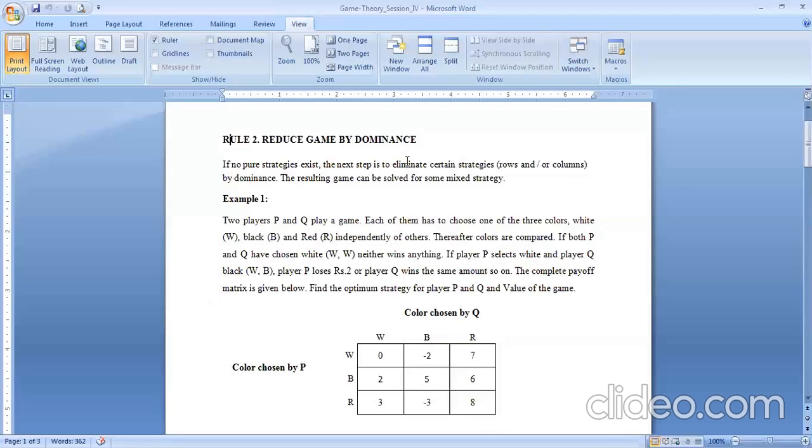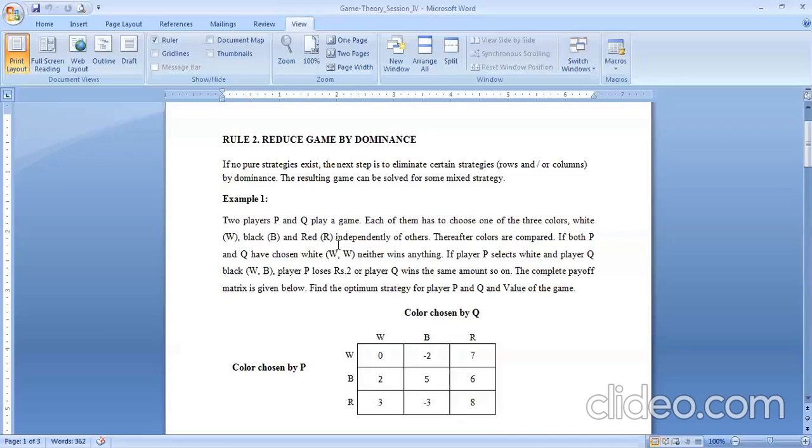Please observe this problem, because in it he has given how the matrix or the payouts are decided. There are two players, player P and player Q, who play a game. Each of them has to choose one of the three colors, white, black, and red, independently of the other.